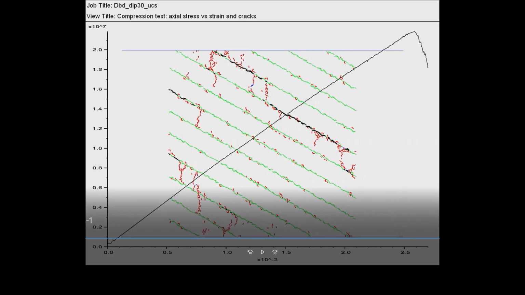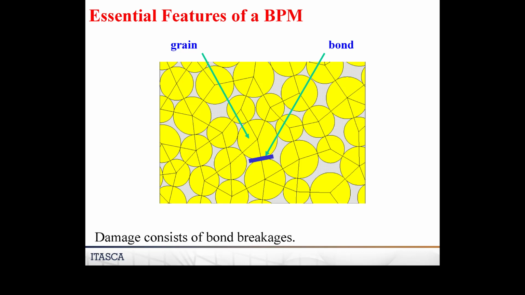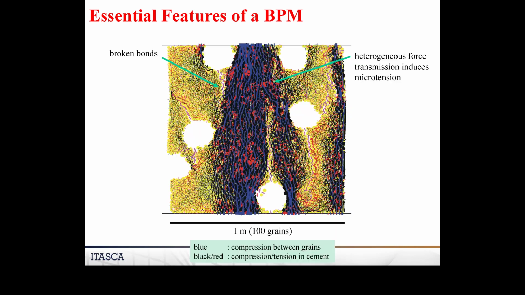Okay, so that's the idea of a bonded particle model, and the kind of things that we might do with it. Again, it's a very simple concept. You've got grains, you've got bonds. These grains could be of any shape. They could be in 2D, they could be in 3D. I'm showing the very, very simplest case to illustrate the idea here.